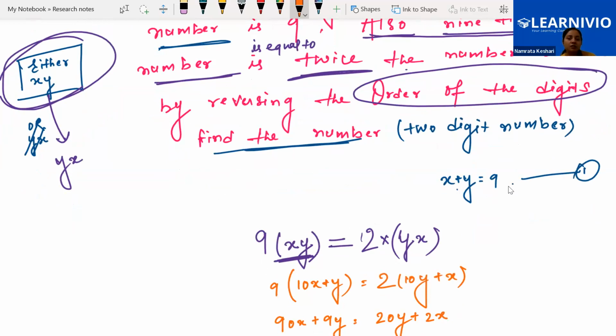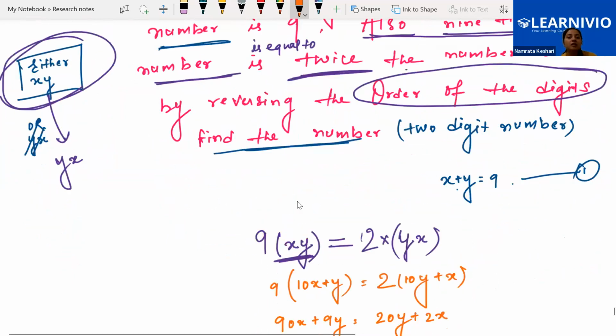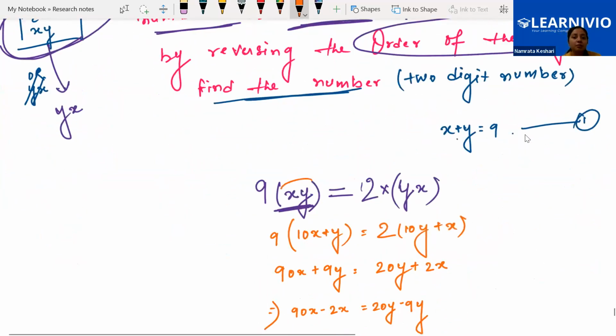That was very easy. Now the next statement is quite confusing. 9 times this number. Which number? The number which we have taken into consideration. 9 times this number is twice the number obtained by reversing the order of the digits. Now this xy, yx, we cannot go ahead with this one.